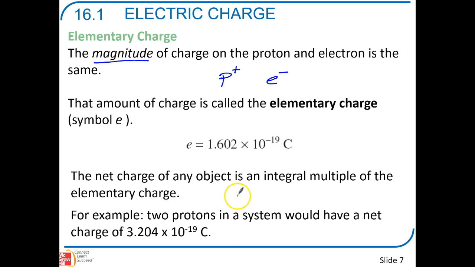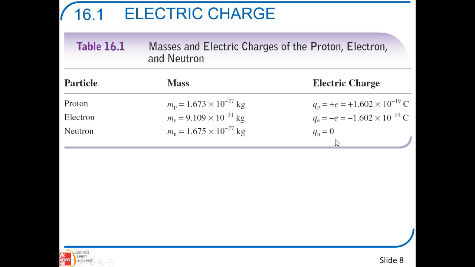The net charge on any object is an integral multiple of the elementary charge. For example, if I have 2 protons, it would be 2 times 1.602 times 10 to the negative 19th, and that would give you 3.204 times 10 to the negative 19th coulombs. And that's how you go through and do more than just one elementary charge. This table does a pretty good job of showing you the difference between mass and electric charge. The electric charge on a neutron is 0, so it is neutral, hence the name neutron.